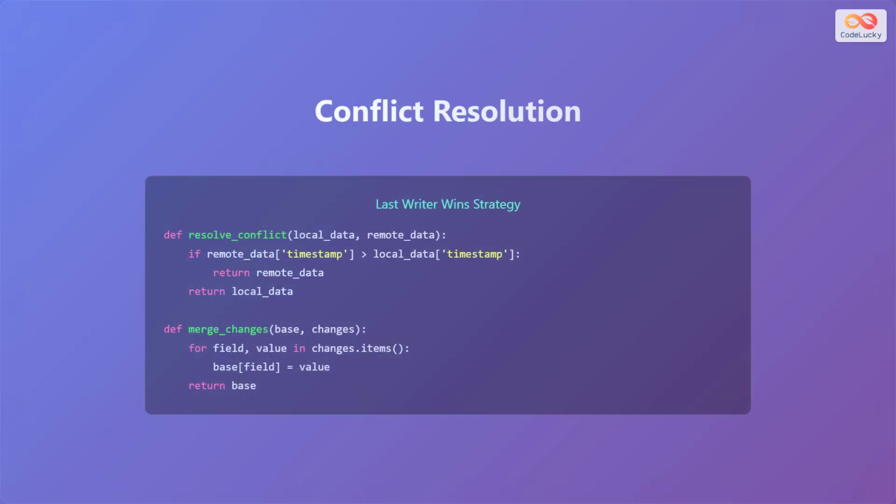When synchronizing data between local and remote storage, conflicts can arise. Here is an example of a last-writer-wins strategy written in Python. In this strategy, the most recent update is prioritized. The resolve conflict function compares the timestamps of local and remote data and returns the data with the latest timestamp. The merge changes function applies the changes from the winning data to the base data.